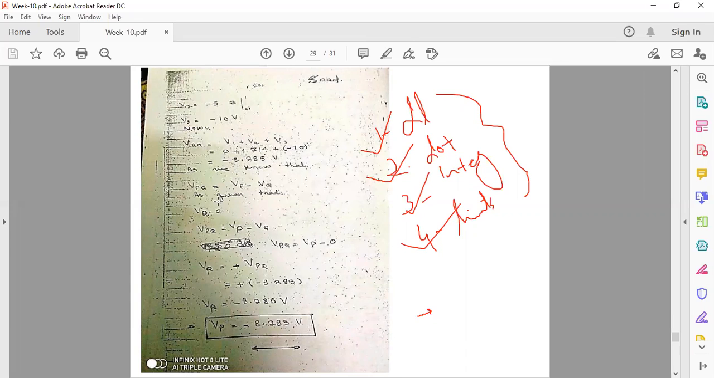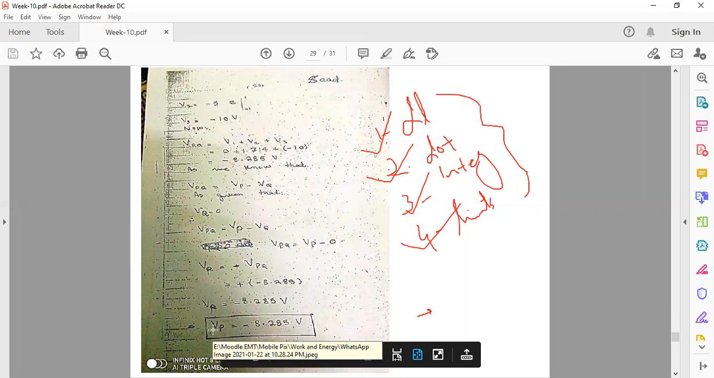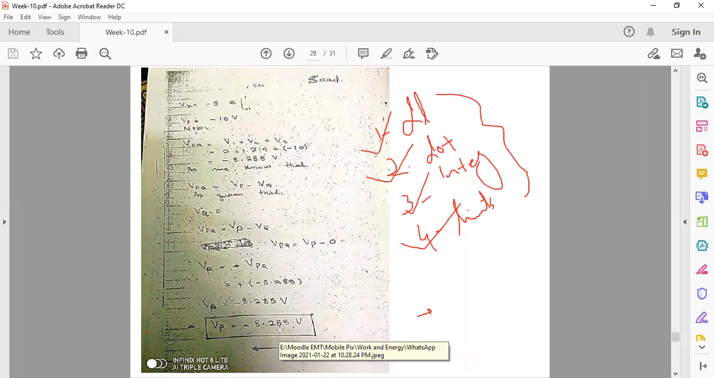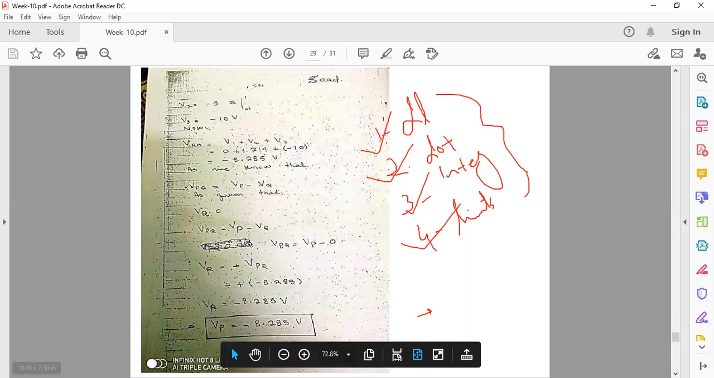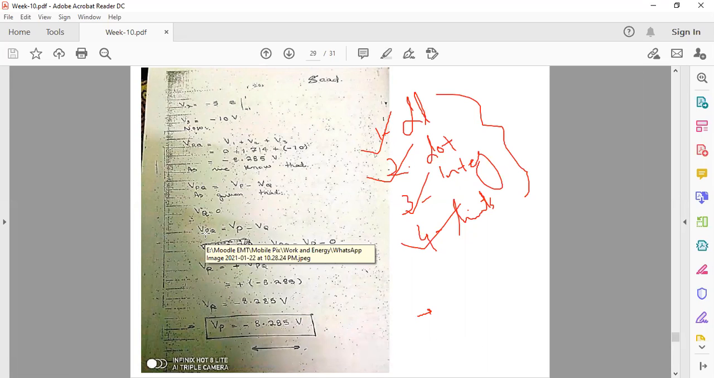As we know that Vq is equal to 0, Vpq is equal to Vp minus Vq, and what is required is Vp. So -8.285. This is actually the value of Vpq, but now Vp is equal to Vpq because Vq is equal to 0.